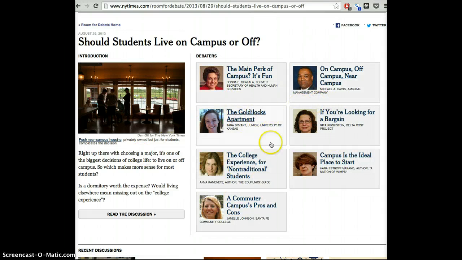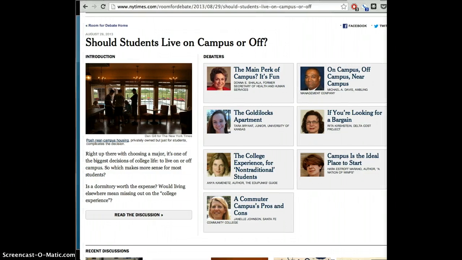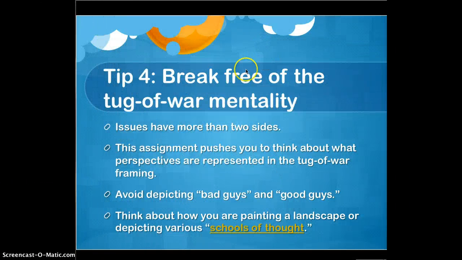There are never just two. It's always at least 5, 6, 7 people who say, well, from my perspective, based on my experience or my interest, here's how I would weigh in on that debate. So that's a really good way to help you start thinking about taking a landscape view or a schools of thought view versus an us or them view.